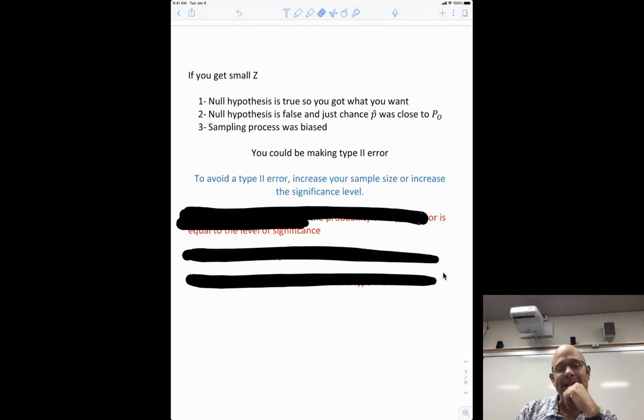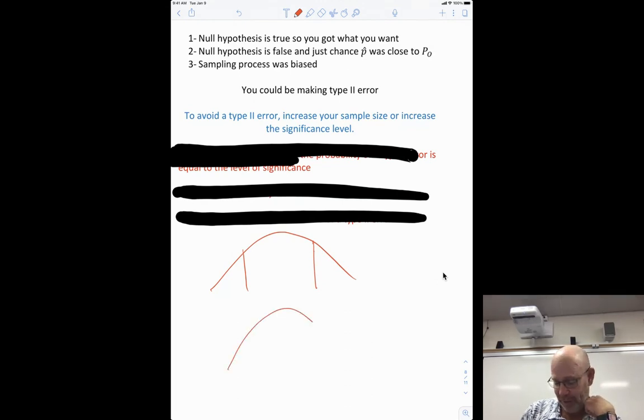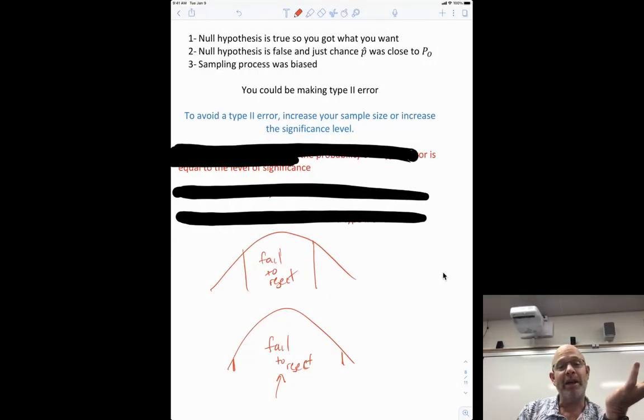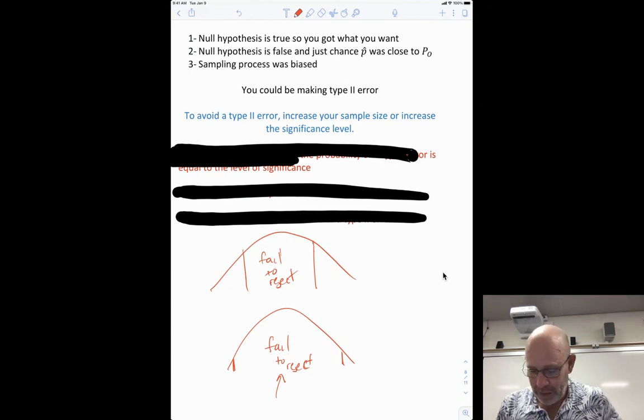You can manipulate this at the beginning. Remember that we have rejection regions, right? You get to determine how big those rejection regions are by picking alpha, right? If you make them really small, it's harder to reject, right? You're more likely to fail to reject. So you get to decide this at the beginning. So let's say you don't want to make a type 2 error. That's the one you don't want to make. Okay. So you want to change your significance level, right? So there's ways to manipulate.